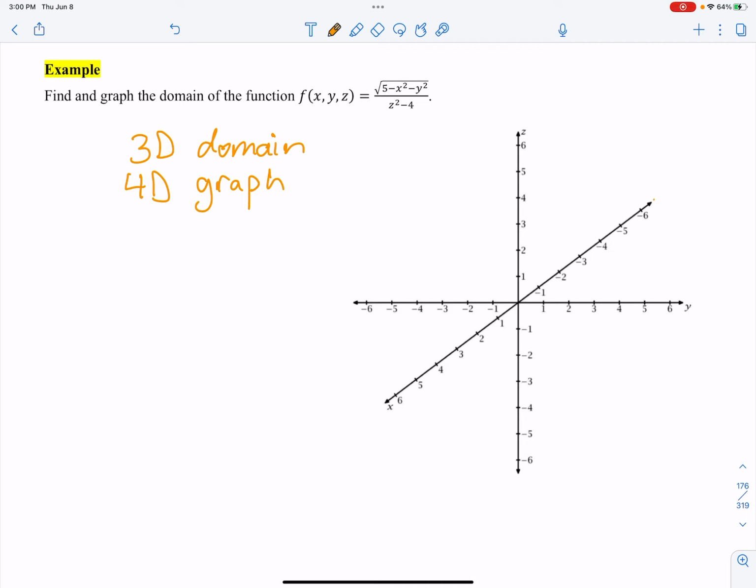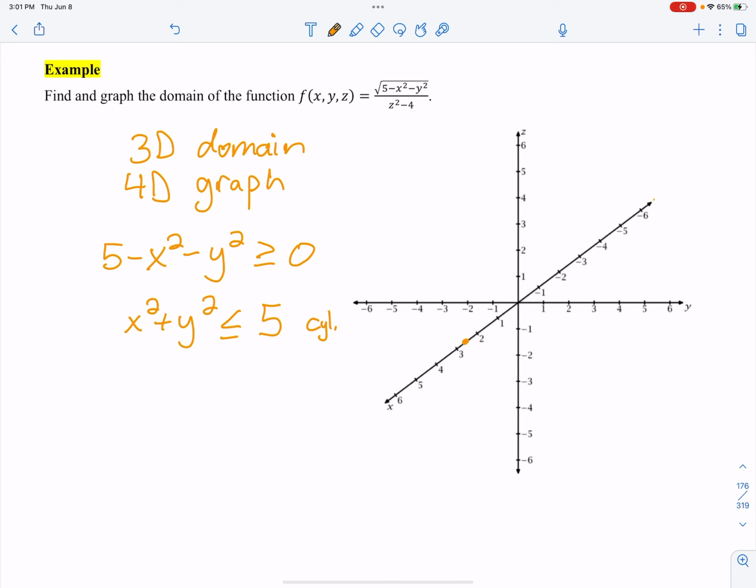Let's take the inside of the radical. I know those have to be greater than or equal to 0. So if I move my x squared and y squared to the other side, I get this equation. Okay, so this is a circle on the xy plane, but remember, if I'm missing a z, then it's a cylinder, right? I get all the z's. The radius is not pretty in this case, it is the square root of 5. Square root of 5 is a little bigger than 2, so we'll just do our best.